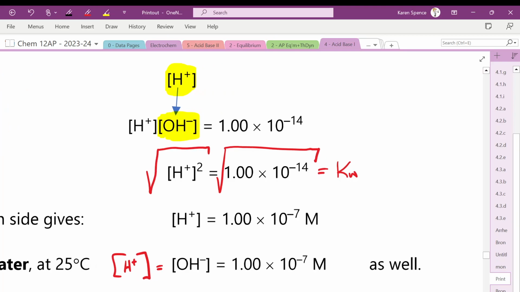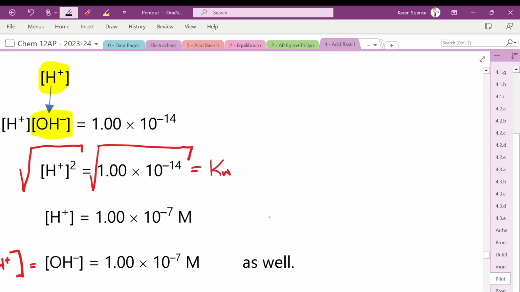What is the pH? If hydrogen is 1 times 10 to the negative 7 molar, 1.00, let's just say. You guys should be able to do this in your head because this coefficient is a 1. If the coefficient is 1, you can do it in your head. If it's not a 1, you need to use probably your calculator, but it is a 1.